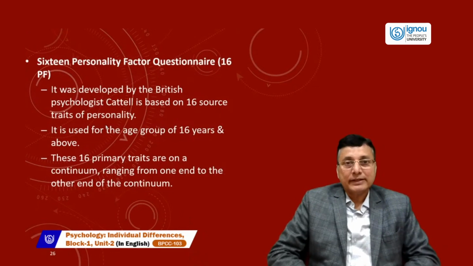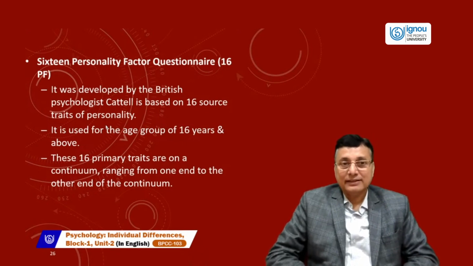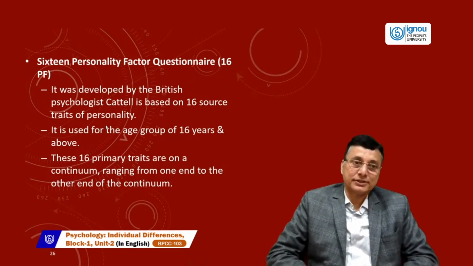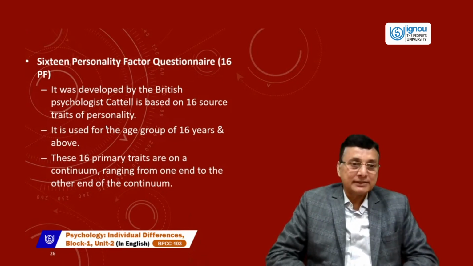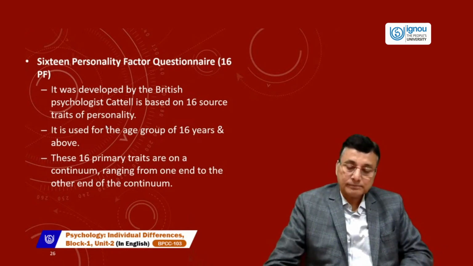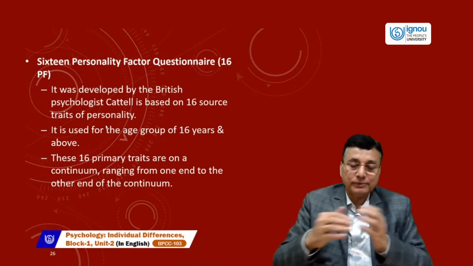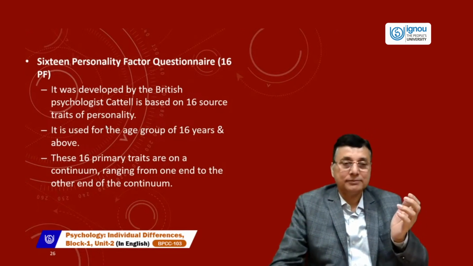16 Personality Factor Questionnaire, 16 PF. It was developed by the British psychologist Cattell and is based on 16 source traits of personality. It is used for the age group of 16 years and above. These 16 primary traits are on a continuum ranging from one end to the other end of the continuum. So the score will lie between one end of the continuum and the other.